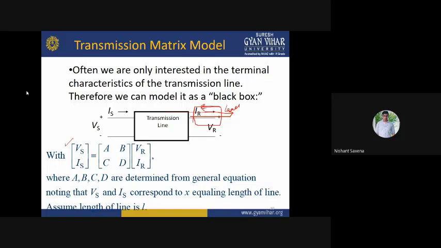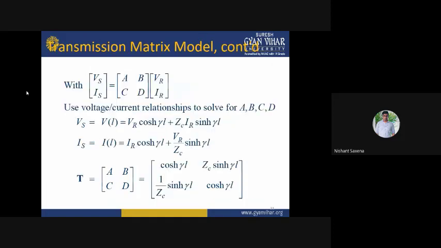Okay, so when we substitute these values, we get the relationship between voltage and current, which is used to solve for the ABCD parameters. Similarly, if I compare the above matrix equation with the standard equations we derived in the previous slides, that is Vs equal to VL, where X is equal to L, the length of the transmission line is now considered to be L.